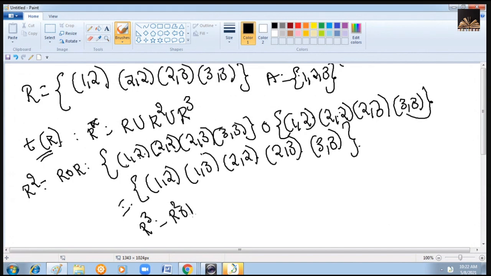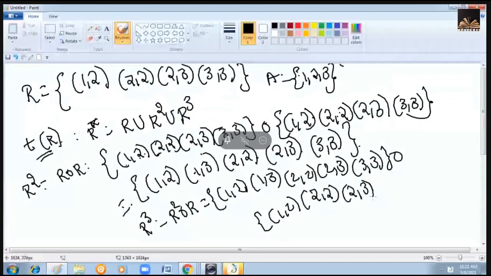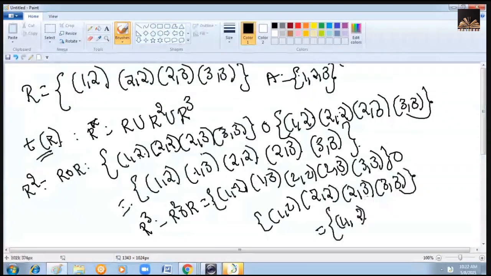Similarly, R3 is R2 of R. R2 is (1,2), (1,3), (2,2), (2,3), (3,3), composed with R, which is (1,2), (2,2), (2,3), (3,3). Now (1,2) and (2,2) give (1,2). Next (1,2) and (2,3) give (1,3). Next (1,3) and (3,3) give (1,3). Any other tuples? That's it. So (1,2) and (1,3) are the only two tuples.